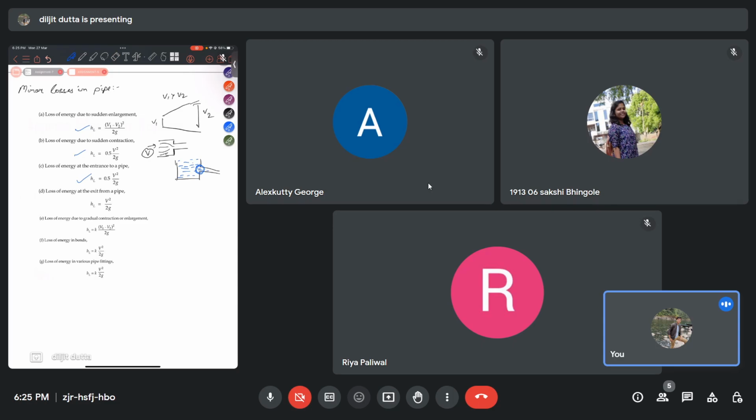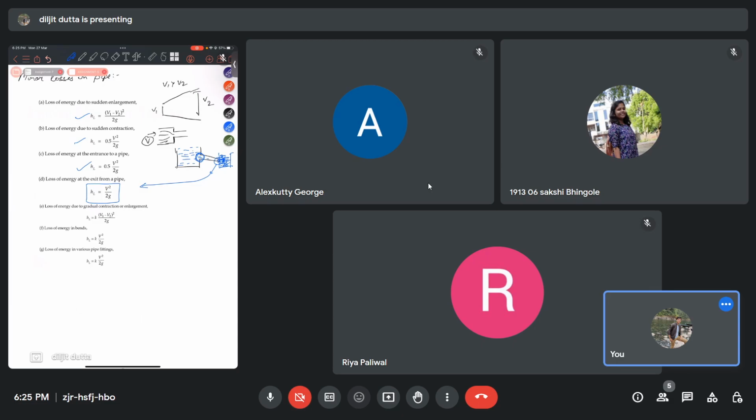Then there is a loss of energy due to exit from a pipe, that is, if we are filling a bucket or a reservoir through a pipe, then also there will be some losses when it is entering the reservoir or the bucket. This is higher than the loss of energy at entrance, and it is given by V square by 2g. Again, V is the velocity of the flow in the pipe.